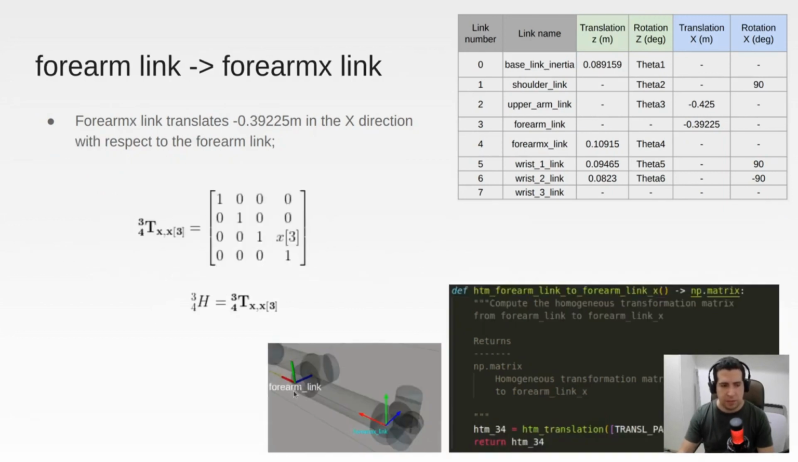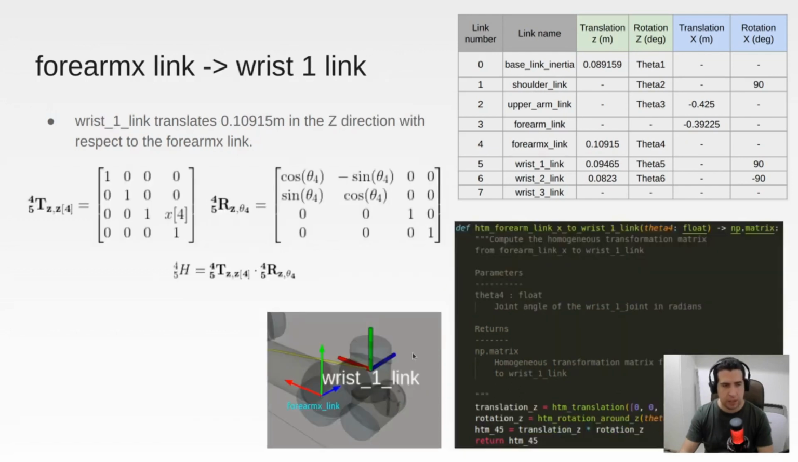Also, from forearm link to the forearm link X, actually I created this link. It doesn't exist in the URDF file, but I created this to facilitate the understanding of the math that I'm going to present you in the next few slides. From forearm link X to wrist1 link, we have a translation by Z4 in the Z direction of the frame forearm link X. And also wrist1 link rotates by theta 4 in the Z direction. Okay.